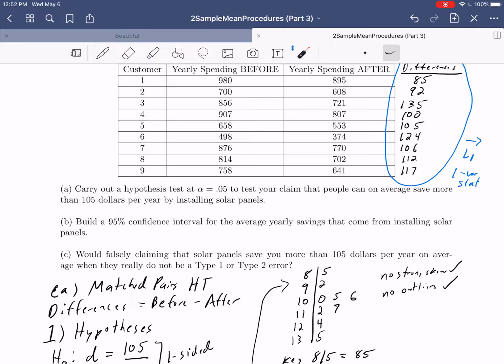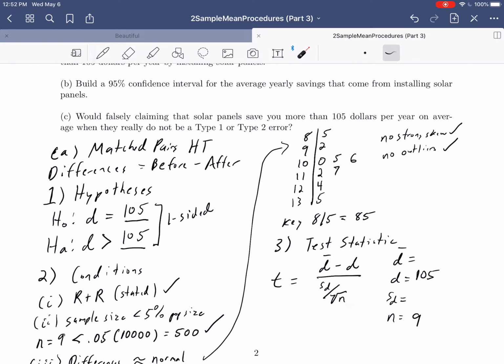So let's go ahead and type that stuff in. If you have your calculator, you can go ahead and do that. So you pop in your 85, your 92, 135, 100, 105, 124, 106, 112, and 117. Then STAT, CALC, 1-Var Stats. Go ahead and run that, and you want to just record those values there. So it looks like our average here was 108.44, and our standard deviation, make sure you grab the sample one, should be 15.58.